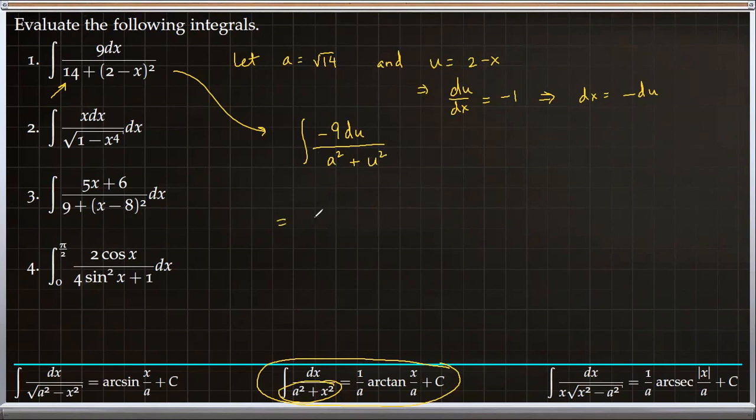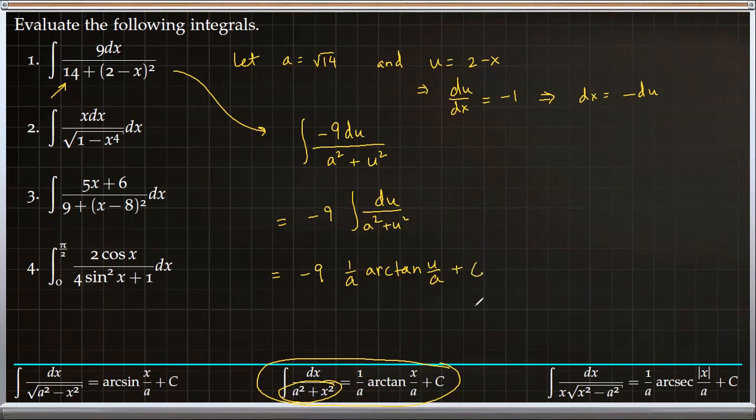So I can always pull that -9 out. And it looks much cleaner now. So we have du over a squared plus u squared, which is exactly the expression we have in this formula, dx over a squared plus x squared. So this will come out to be 1 by a arc tangent u over a plus constant.